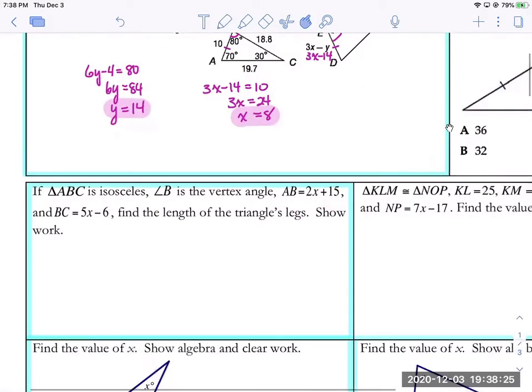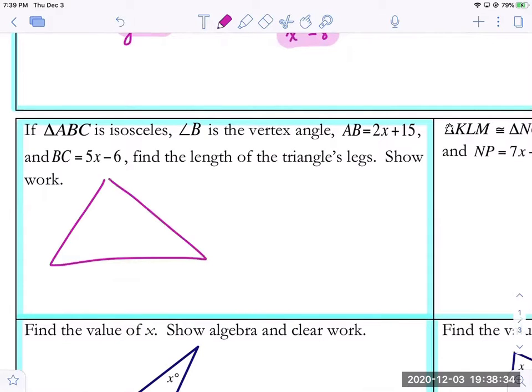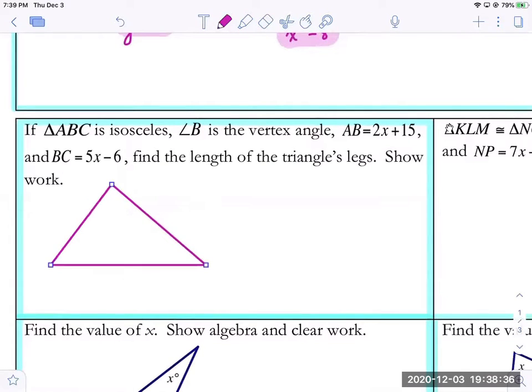Okay, the next problem that I'm going to go over is the one right below that. It says triangle ABC is isosceles. So I'm going to draw an isosceles appearing triangle here. It says B is the vertex angle, so that means that B is the one that's joining the two legs. Oops, ABC.